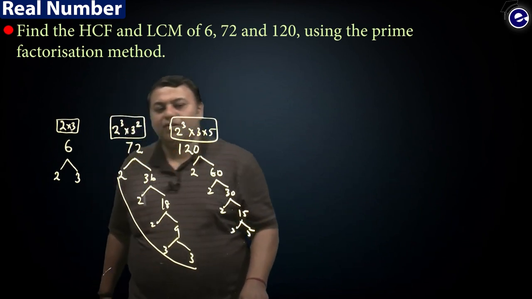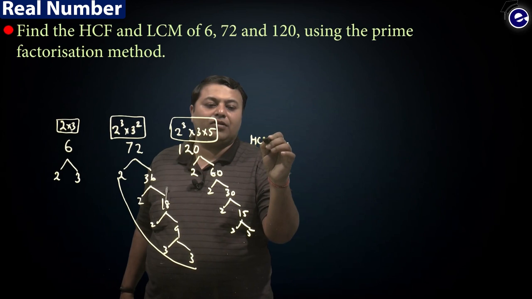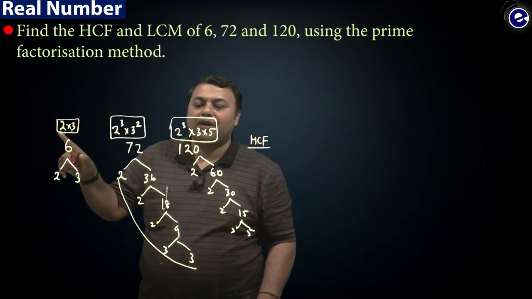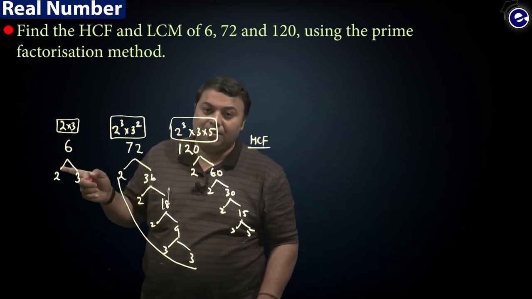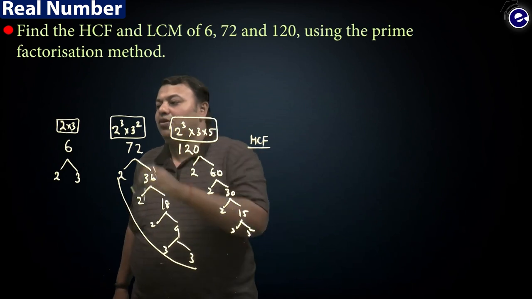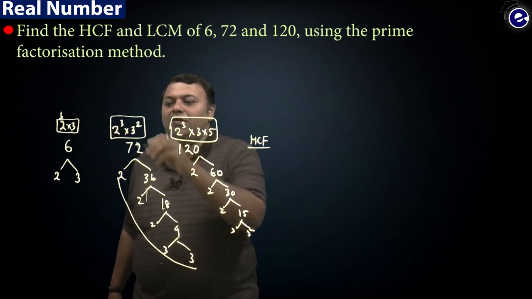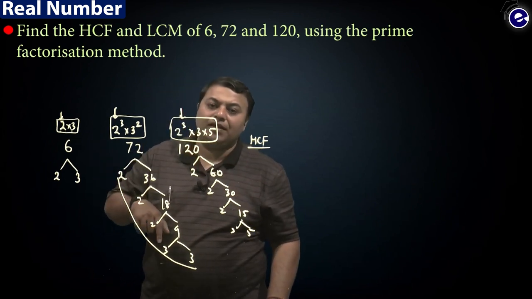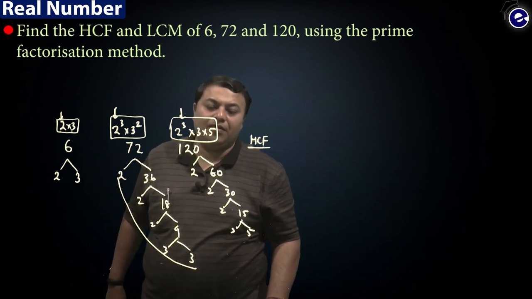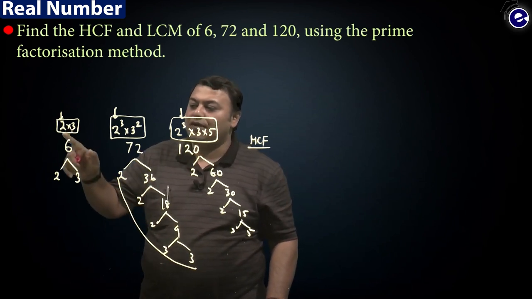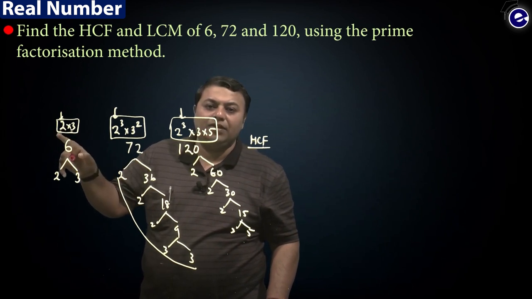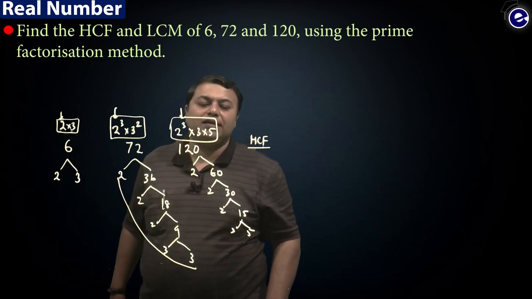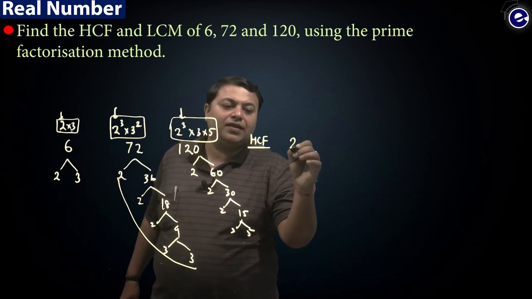Now how to find HCF, the highest common factor? You look at the lowest power of the common factor. This should be common for all. Do you have 2 here? Do you have 2 here? Do you have 2 here? Yes. So when we talk about highest common factor, take the lowest power of the common factor 2. What is the lowest power of 2? It is 2 to the power 1, because the others are 2 to the power 3 and 2 to the power 3. So you take that one as 2.